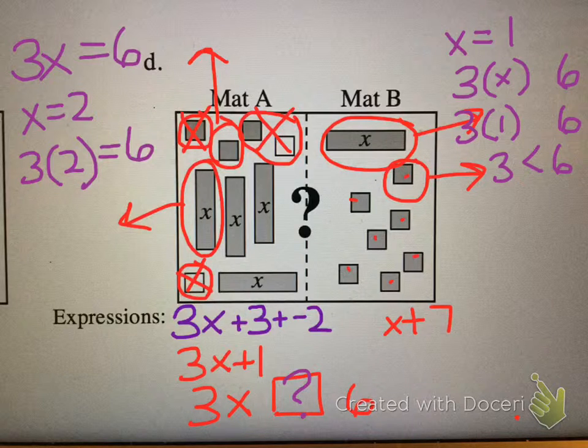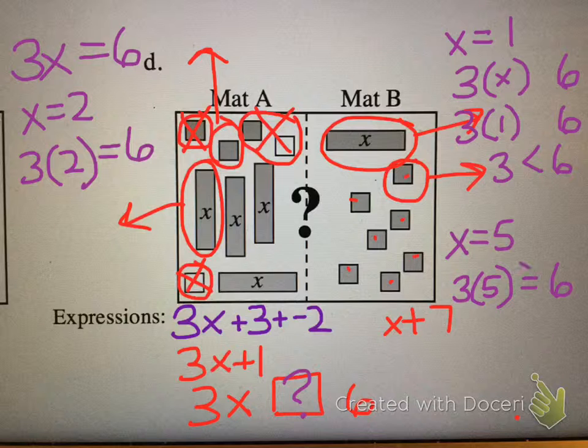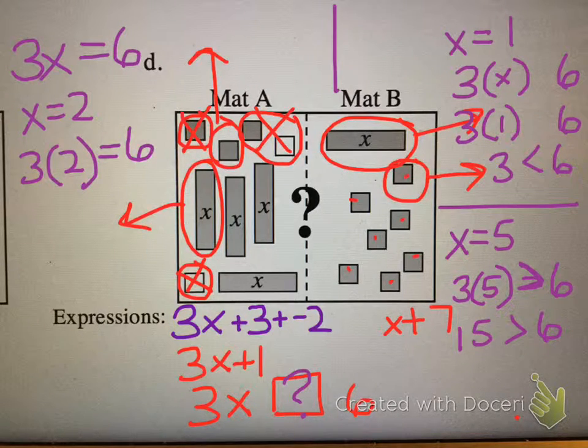If I wanted it to be greater than that, I can choose a number greater than 2, and I'm just going to choose x equals 5. And I can prove my work. 3 times 5 compared to 6, going to go through and revise that. I know that 15 is greater than 6. You can have a wide variety of answers. These are just a few examples.